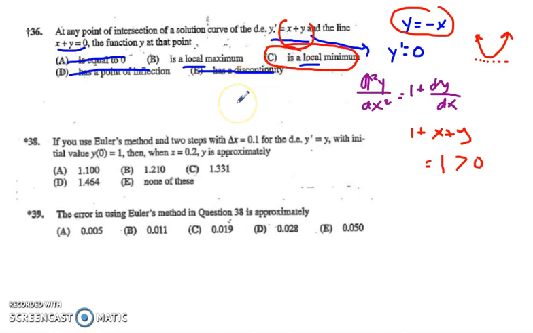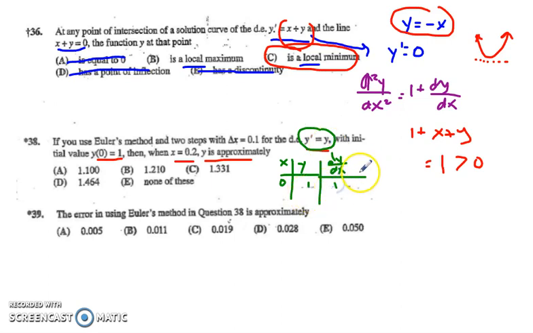Number 38, number 2 on this page, says if you use Euler's method, 2 steps, with delta x equals 0.1, for y prime equals y with the initial value of (0, 1), then at x equals 0.2, what y value does it give approximately? So I always set up a table for this. I have my x and my y values, and my first values are 0 and 1. Then I find my dy dx, which if I plug into my derivative equation, my y value goes in, so my dy dx is 1.